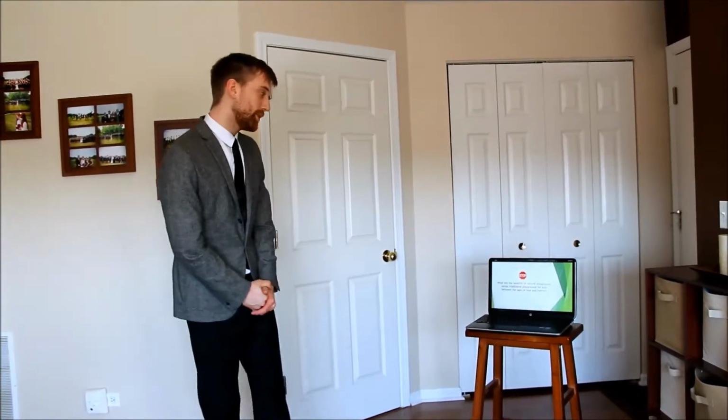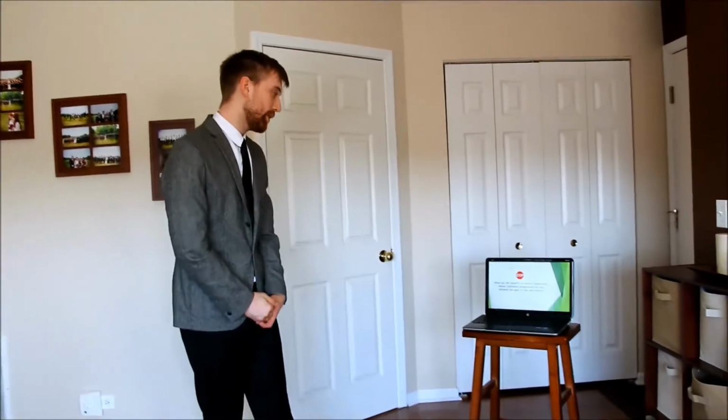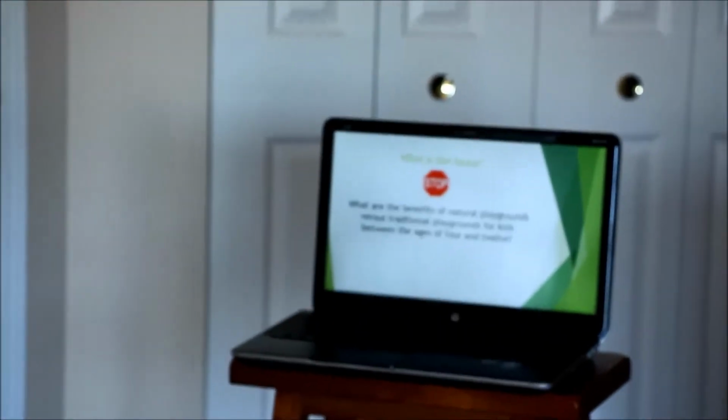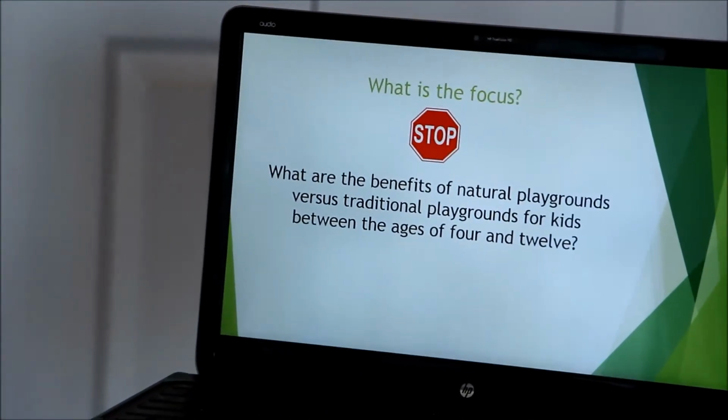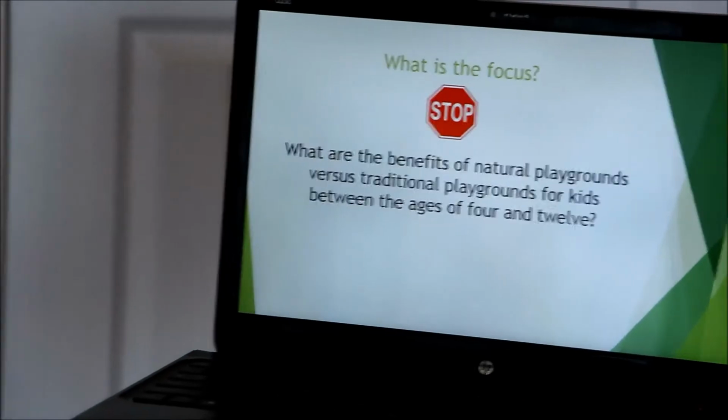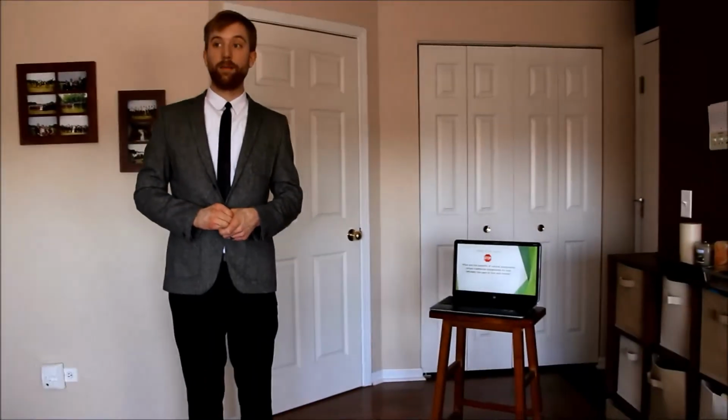So, what are the benefits of the natural playground versus traditional playgrounds for kids between the ages of 4 and 12? It makes them play outside. It gives them a chance to not play with technology. Maybe it inspires them to be something that they wouldn't have been if they didn't get outside. Maybe that's an environmentalist, and agriculture and things like that.